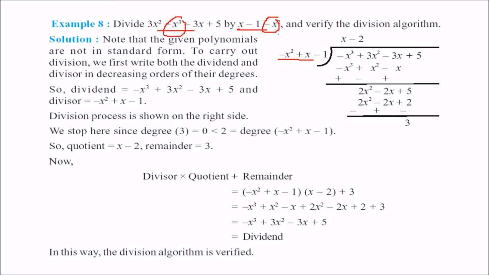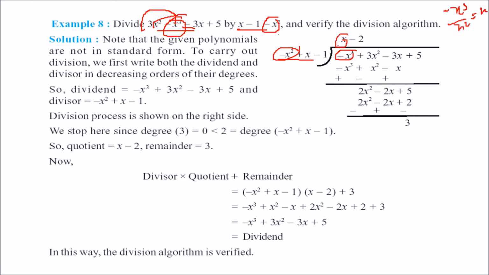Again, we have to rearrange this also, because this is the highest power. So minus x cube will come here, then 3x square, then minus 3x plus 5. So we have rearranged. Now we can divide. This is minus x cube. This is minus x square. So let us divide. What do you get?